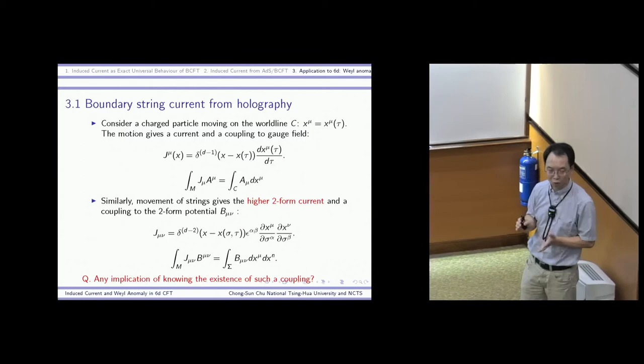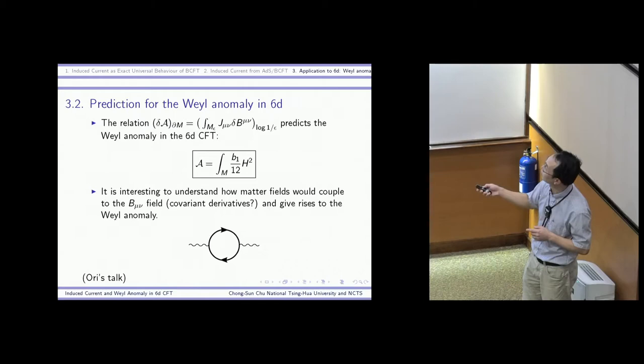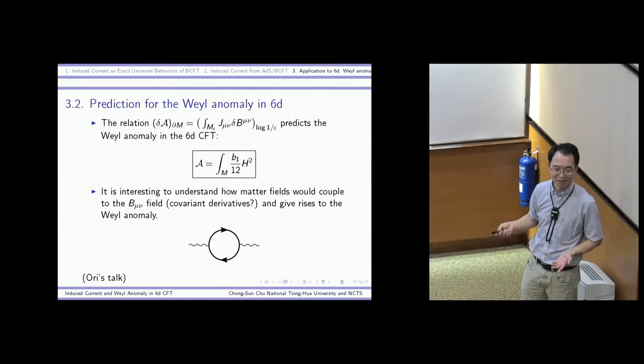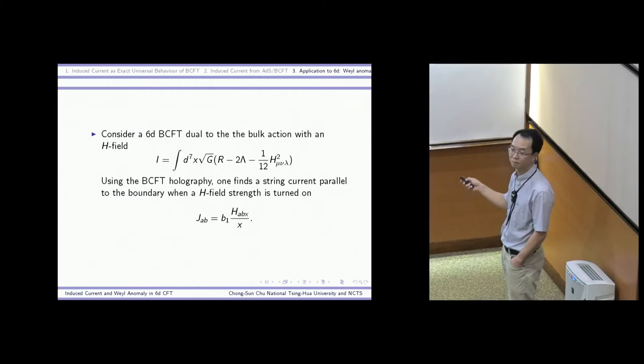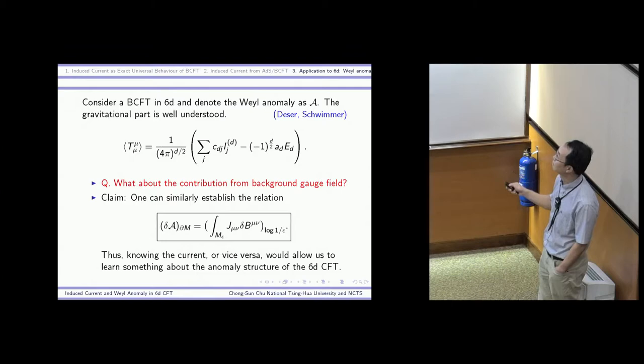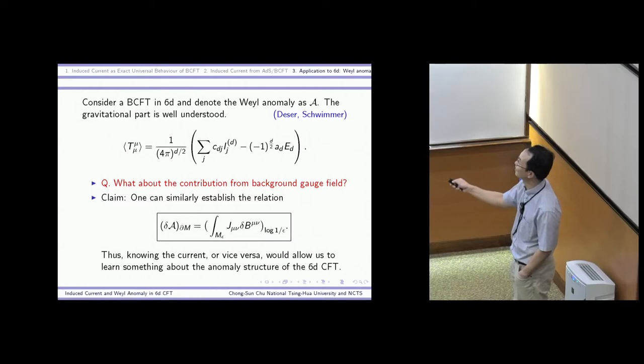Maybe you see one more picture. You know what I want to say. In four dimensions, the Weyl anomaly comes from a picture like this: your external gauge field and the matter running in the loop. In six dimensions, we say we have Weyl anomaly. Where does it come from? We expect to have some B mu nu here and then some matter running in the loop, but we need to know how they couple. But we don't have this kind of coupling. This is what I mean. But we can talk more about that. Yeah, I don't know if I address your question.